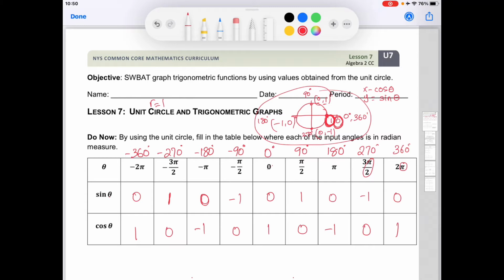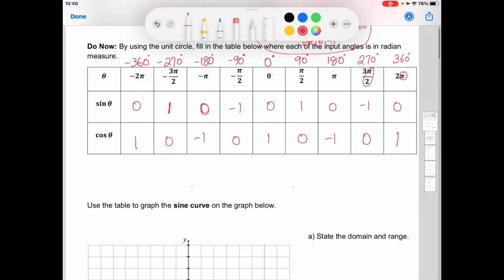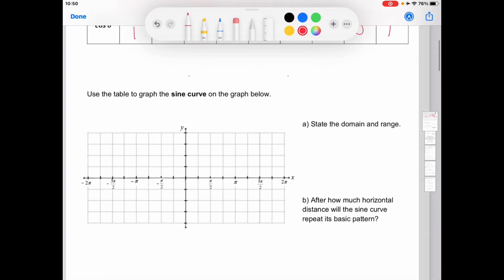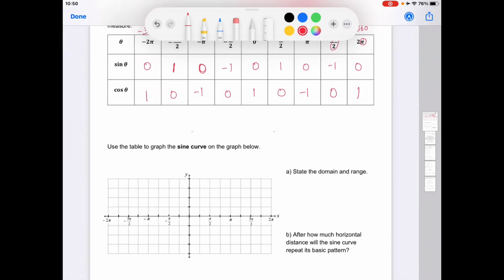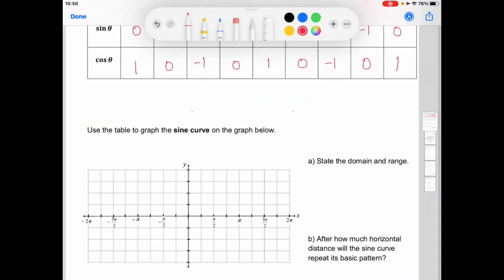I just want you to also understand that wherever sine is 0, cosine is either 1 or negative 1. And vice versa, wherever cosine is 0, sine is 1 or negative 1. These things will help you once we get really in depth into graphing. Okay, so use the table to graph the sine curve on the graph below. So I'm going to try to zoom in so we can see this.